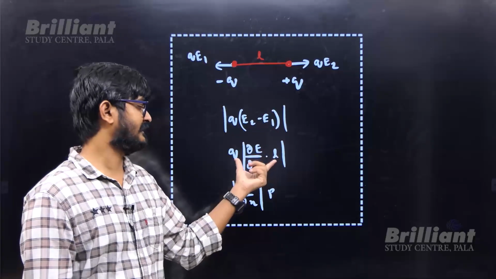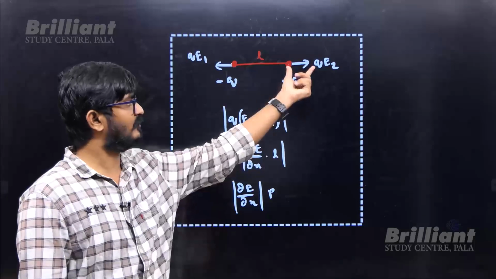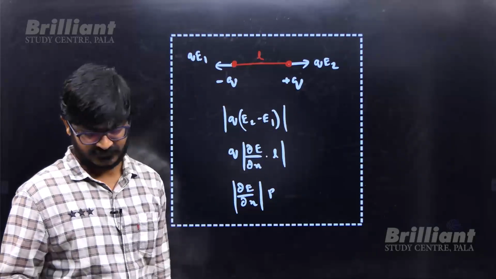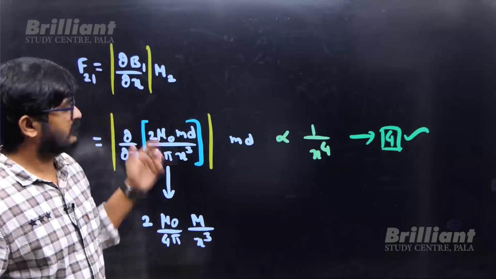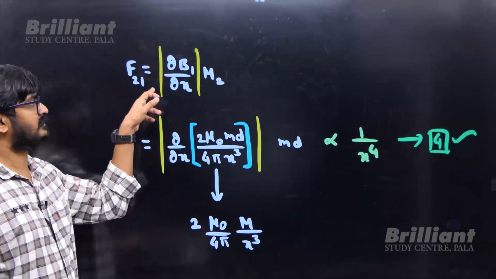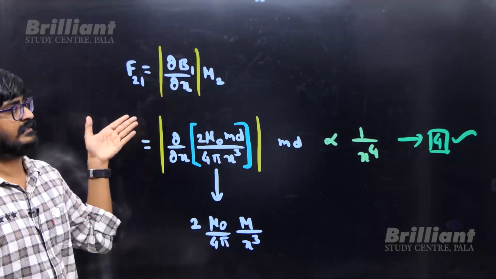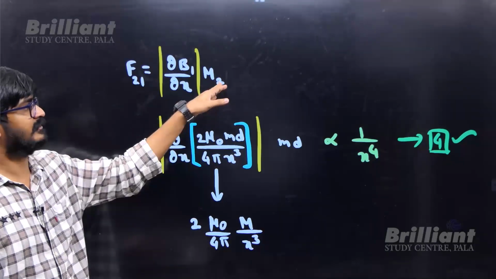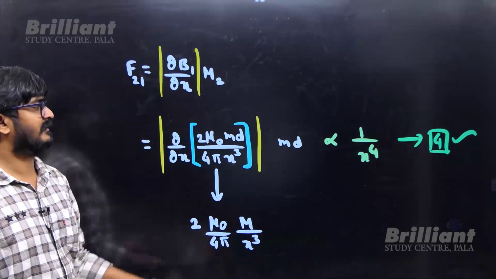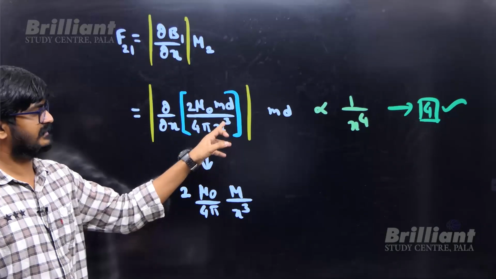Or else you can see the same thing like dE by dx into the dipole moment of the system. The same thing I can apply here also. The force on one because of the other will be the rate of magnetic field variation with respect to distance because of the first dipole, and I need to multiply with the dipole moment of the second one. Anyway, all those things don't matter much. The only important thing is this factor.